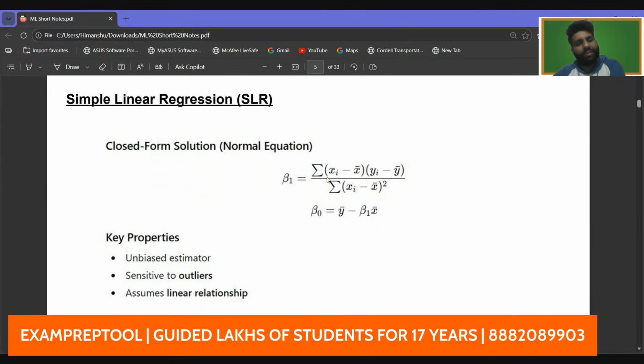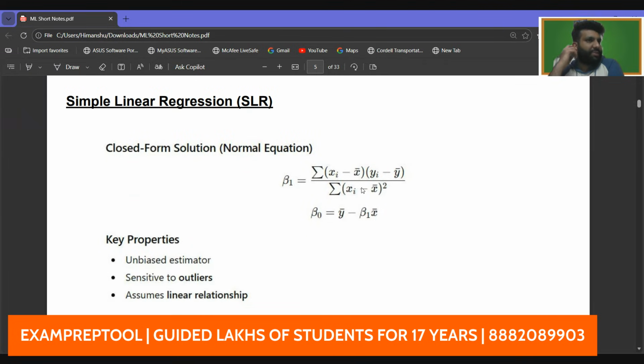Beta 1 would be equal to the summation of xi minus x bar, that means the mean of x, times yi minus y bar, that means the mean of y, with the product getting summed up. For example, suppose in x we have 2, 3, 4, and in y we had 1, 2 or something like that. You calculate the mean of x, calculate the mean of y, subtract from their corresponding row values, you get xi minus x bar, you get yi minus y bar, and then you take the product and sum it all. That's how you get the numerator.